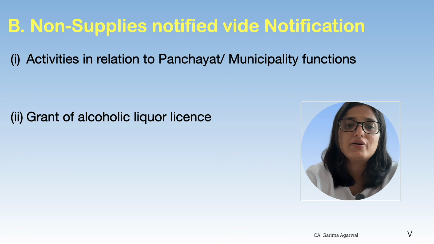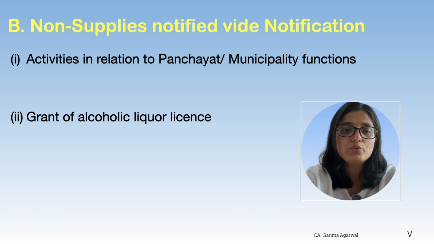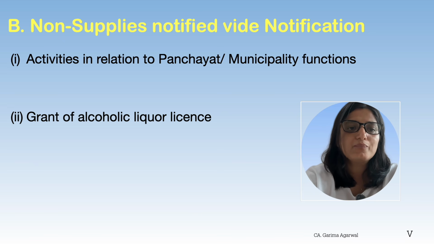Then the second non-supply covered by a notification is the grant of alcoholic liquor license. The reason it has been included is very simple. There was an agreement between the state government and the central government. You know that alcoholic liquor for human consumption has been carved out of GST in the definition of GST. So there was an agreement that any license fee on alcoholic liquor, which is provided by the state government, will be out of the scope of GST.